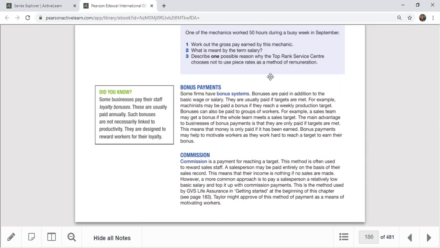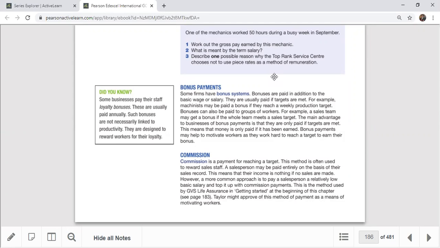A bonus payment is normally given in addition to the pay. A very famous bonus time is the Christmas season, when organizations pay their workers who work hard a bonus at the end of the year. Bonus systems are normally paid in addition to the basic wage or salary. They are usually paid when targets are met. For example, machinists may be paid a bonus if they reach a weekly production target.